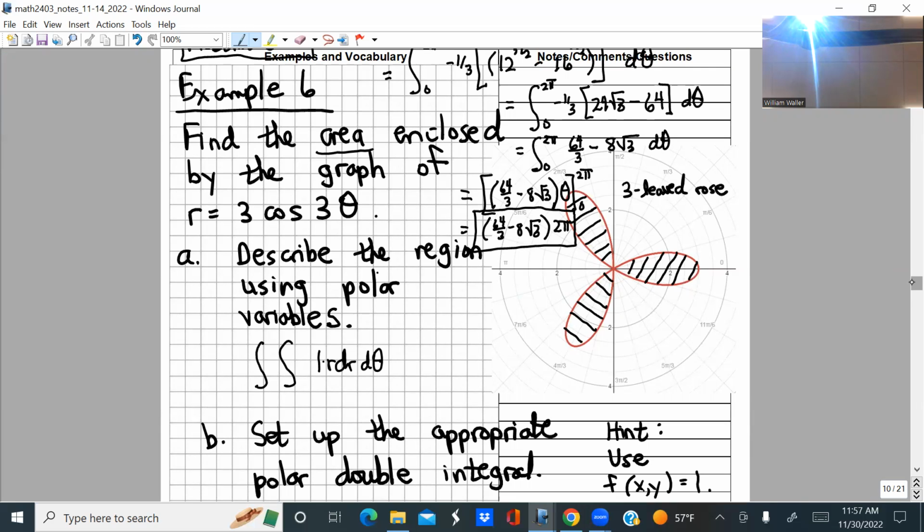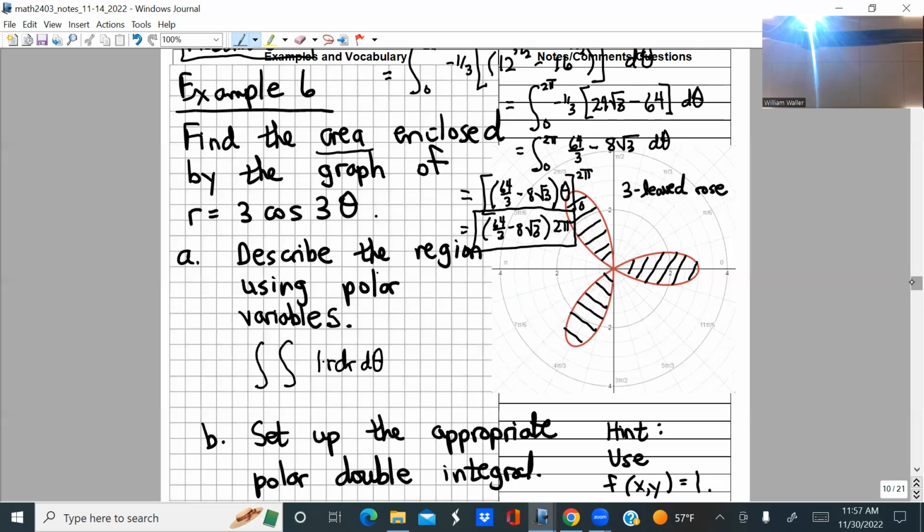It's the area inside of this 3-leaf rose, or it's described as a clover. It's this 3-leaf clover. That shaded area is what we calculate. So it's an area in 2 dimensions. We're going to solve this just like we found areas in 2 dimensions in the rectangular plane, right?